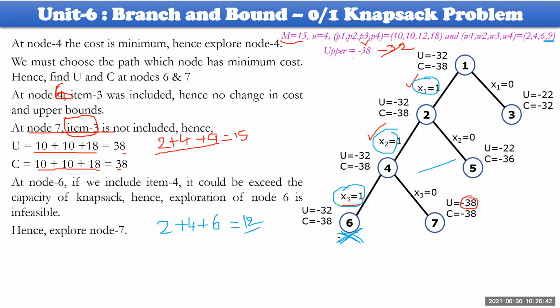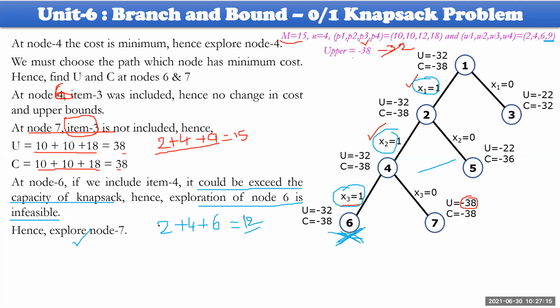So it is infeasible. You are not supposed to explore node 6, because it exceeds the capacity of the knapsack. So exploration of node 6 is infeasible, not possible to explore. Therefore, it is infeasible, so kill this particular node, and we go with node 7. Explore node 7 here.